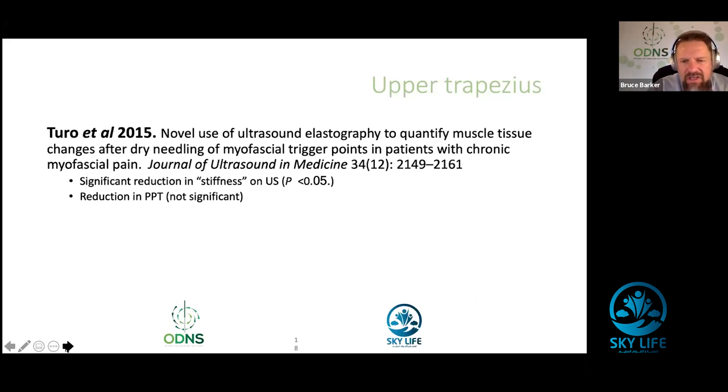But what they measured here wasn't things like pain and outcome measures. They looked at the stiffness measurement of the muscle on ultrasound. Okay, that's what elastography does. It looks at how stiff the muscle actually looks on ultrasound. And they found a statistically significant improvement in the stiffness level, but they didn't find a pressure point threshold change there. Okay, but we'll take the win for physio, okay? Significantly looser, can we say, on ultrasound.